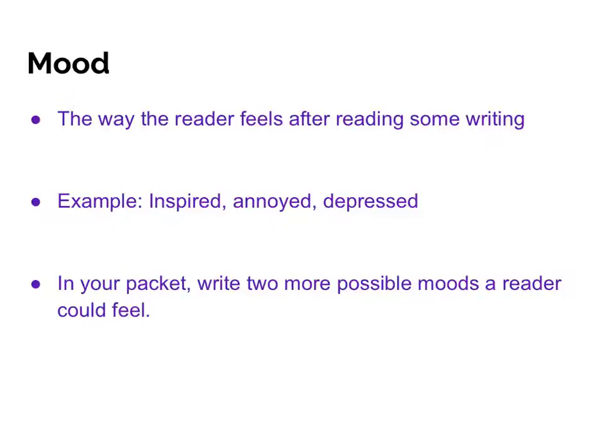This part in your packet is the one where you should have drawn the arrows because Miss Taylor made a mistake and accidentally put the examples for mood next to motivation. So these examples are accidentally in the wrong row, but they should be right below in that third column, these 3. So in that same box, write 2 more possible moods a reader could feel. What are 2 other ways that a reader might feel after reading?